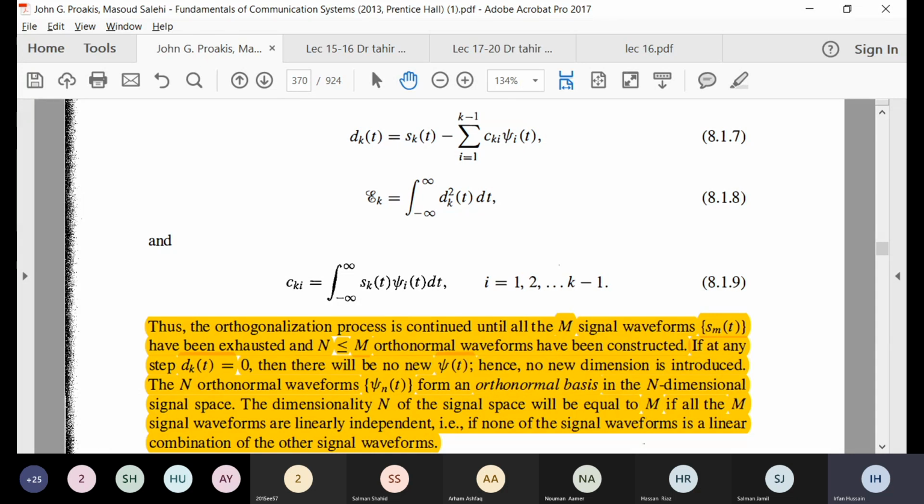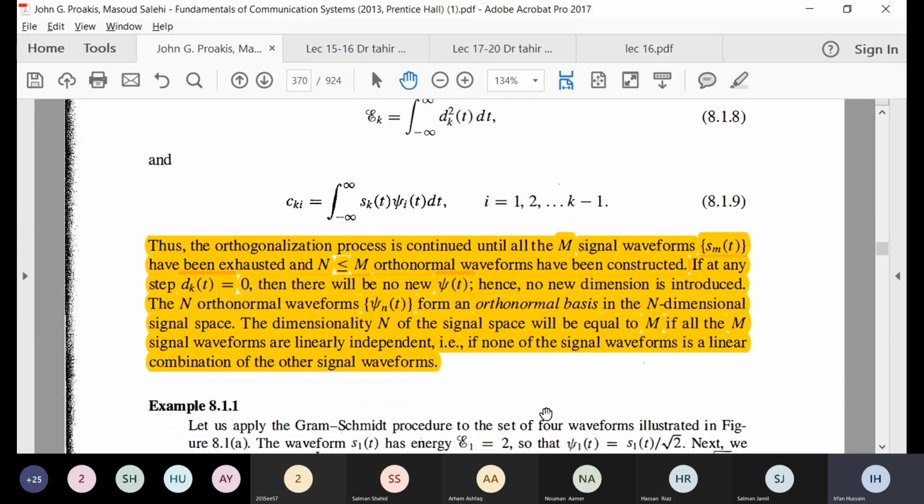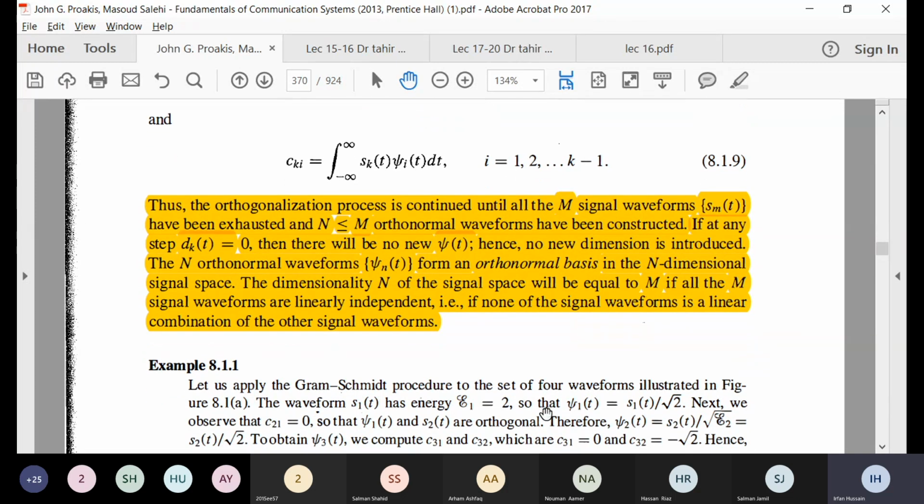And if we found that all the signal waveforms are independent, then this comes out to be an orthonormal basis, and you will see how to represent this vectorially. If all the m are independent, then n will be equal to m, and none of the signal waveforms could be ignored, because no signal waveform is given as a linear combination of the other signal waveforms. So your n will be equal to m.